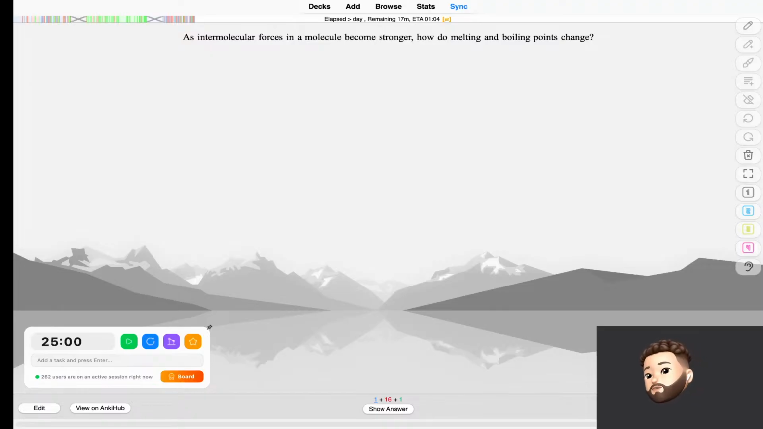And a molecule becomes stronger. How do melting and boiling points change? They increase.